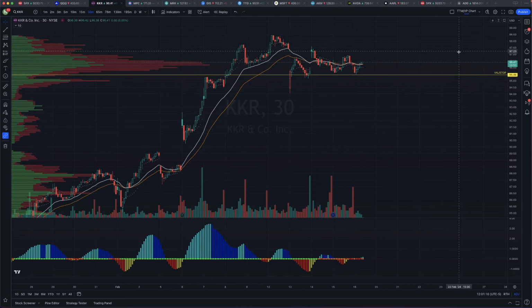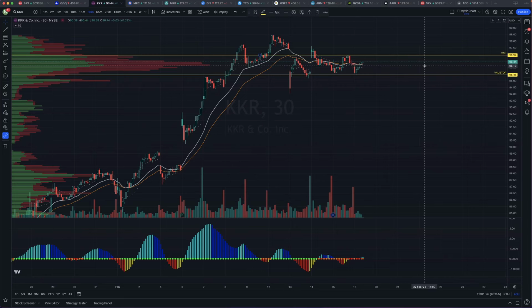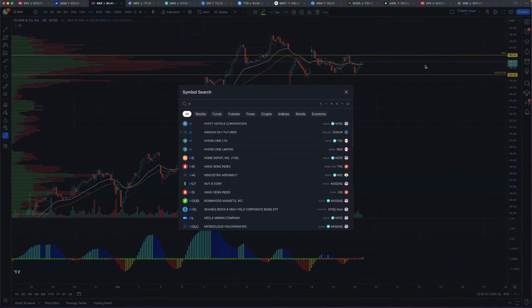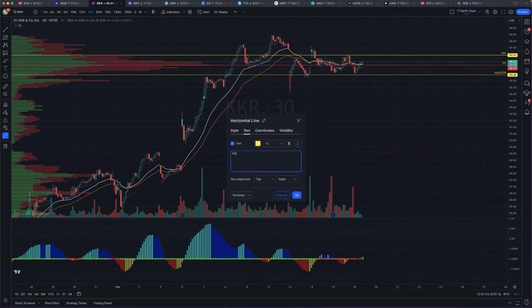So then I'm going to come up in here and we're going to have kind of a little bit of an intermediary value area high here at 96.96. And then we're going to go value area high. And then we're going to set up right here at 96.16. We're going to set up our point of control, POC.